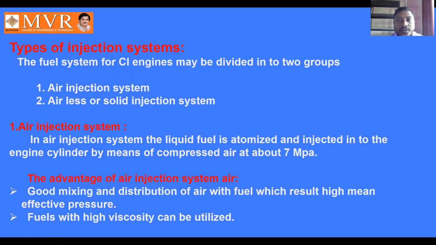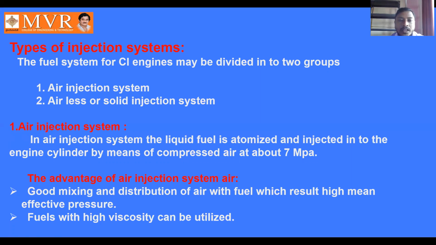See, we have different types of injection systems. The first is the air injection system, and the second is the airless or solid injection system. Coming to the air injection system, the liquid fuel is atomized, meaning converted into small particles, and injected into the engine cylinder by means of compressed air. By using compressed air, we send the fuel after atomization into the engine cylinder at about 7 MPa.